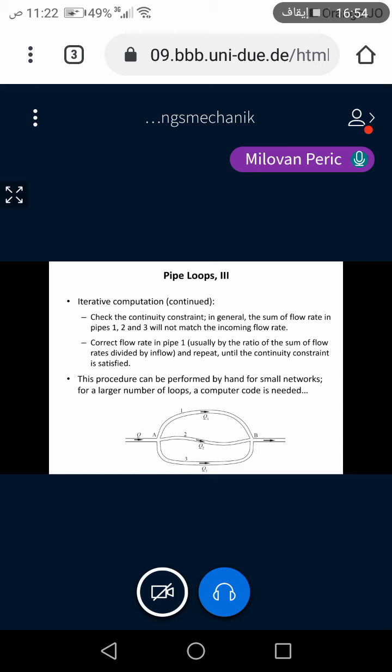Now you can do it by hand for small networks, but for a large number of loops, for large networks such as the piping system in a big house, you would need to use a computer to do this.